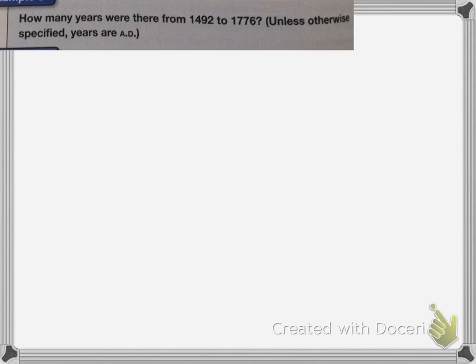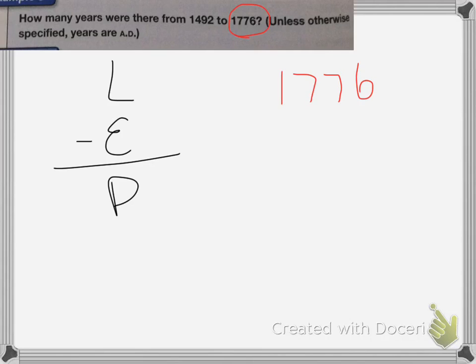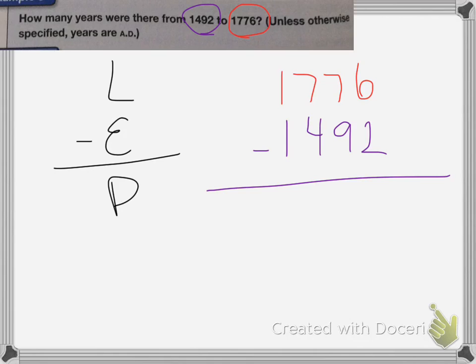This next part is on elapsed time. With elapsed time, we want to take the later date and subtract the earlier date. So it's later date minus the earlier date to figure out the difference. So here, my later date is 1776, because it's later. My earlier date is 1492. So 1776 minus 1492. And I'm going to just subtract them.